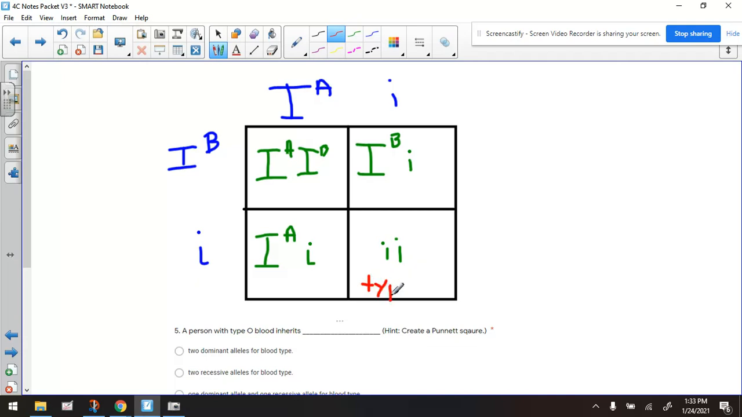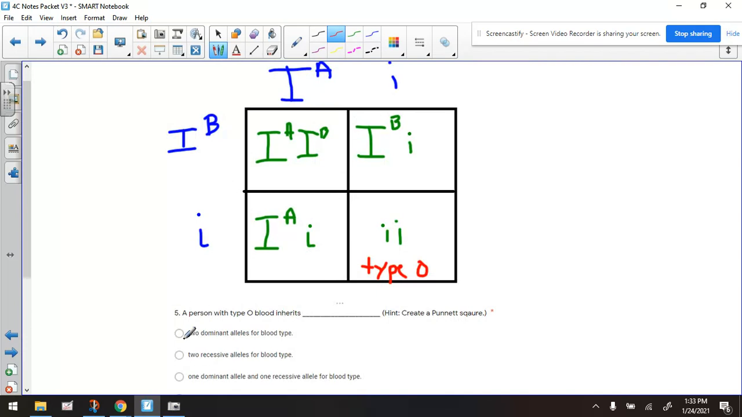So what would have to happen for that to be the case? So let's look back and see if we can eliminate any of these choices. So these are recessive alleles, by the way. So it kind of looks like, if we look at choice B, 2 recessive alleles for blood type, it kind of looks like this individual who did end up being type O did inherit the 2 recessive alleles.